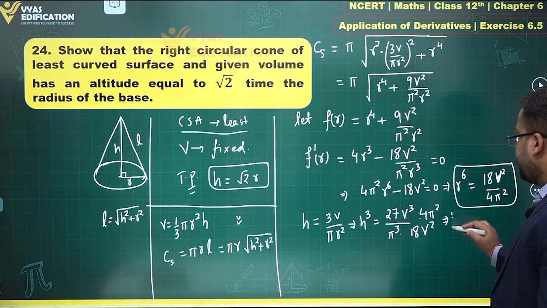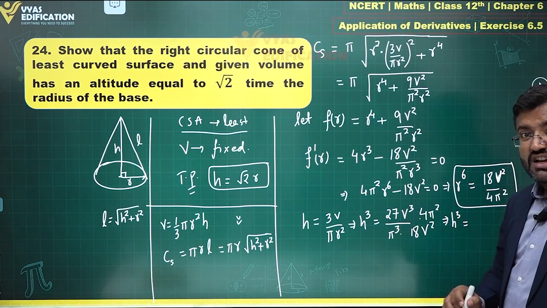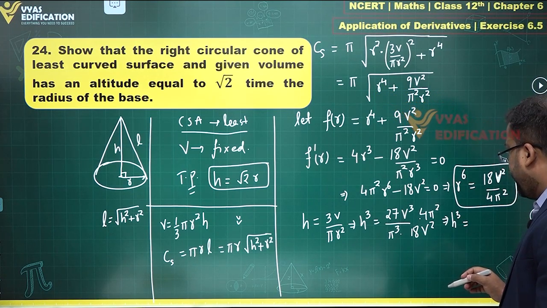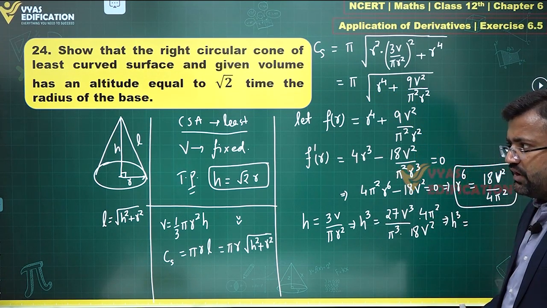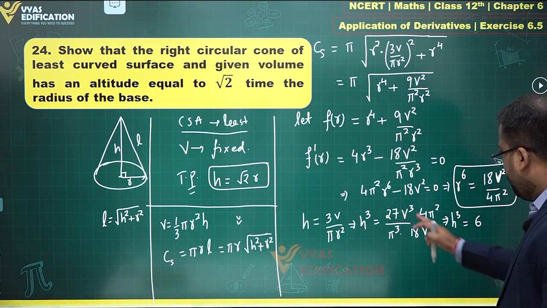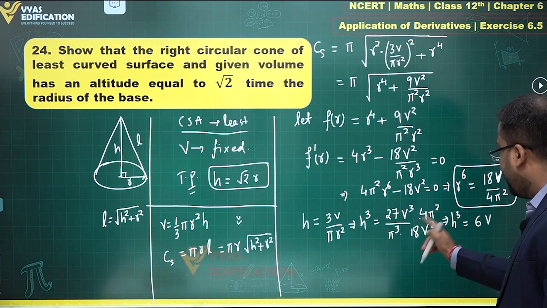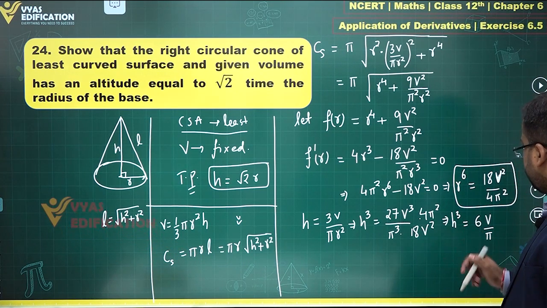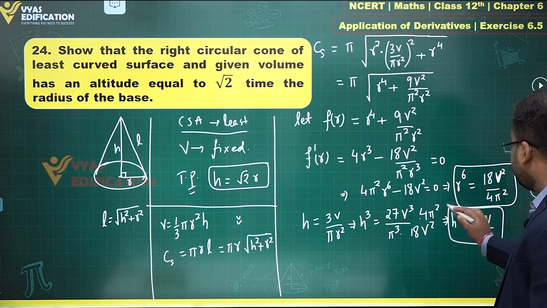What will this give me? H power 3 is equal to what? This tells me that h power 3 will be 27 upon 18, which is 3 by 2, and you have a 4, so 3 by 2 into 4 will be 3 times 2, 6. V cube upon V square will be V, pi cube over pi square will be pi in the denominator. Anything else? No, this is what you'll get. H cube will be equal to this.